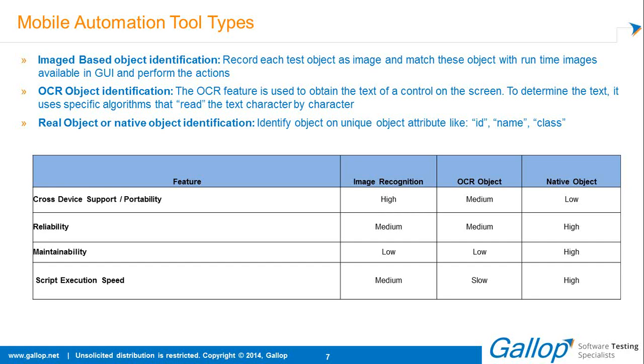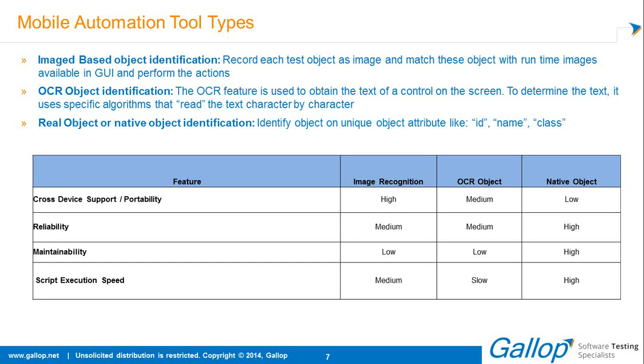Also, the script execution is kind of difficult because it tries to match an image on your screen and then perform action. Similarly, the OCR recognition mechanism works well when you have only pure text-based applications, but nowadays in fancy applications, you have a lot of images and a lot of ads running through. So it is not that reliable and maintainable when you pick up a tool that supports only OCR recognition.